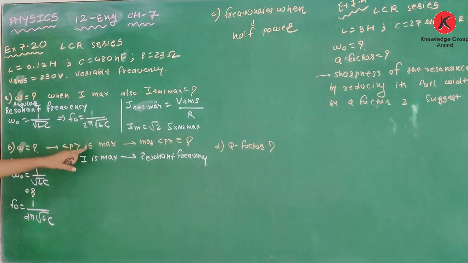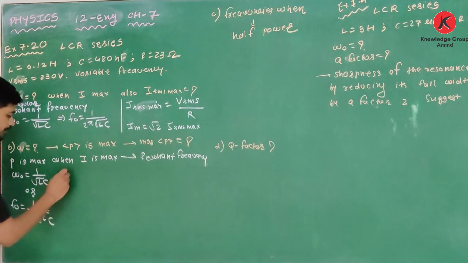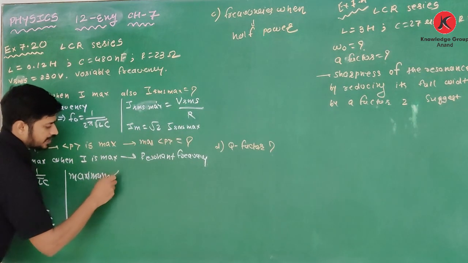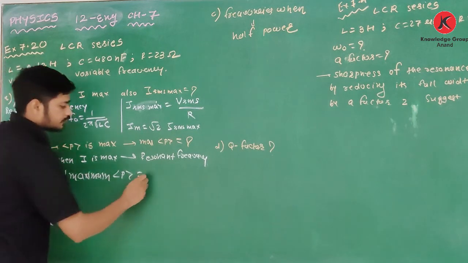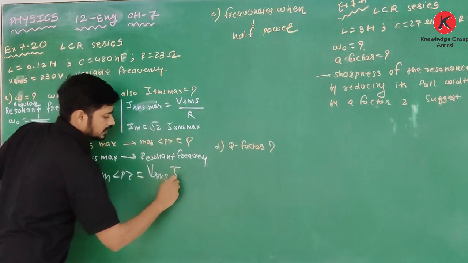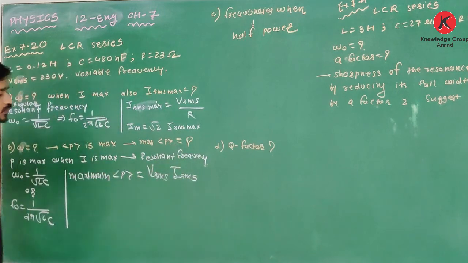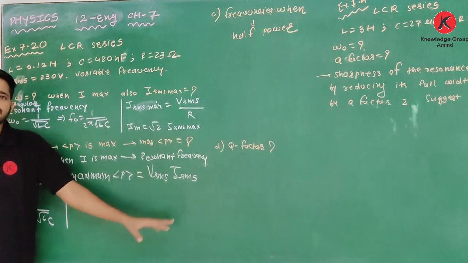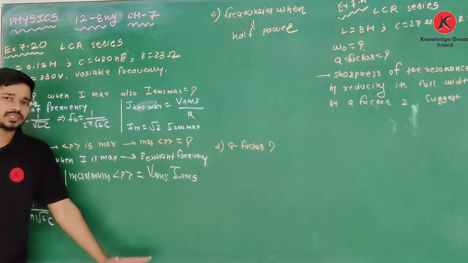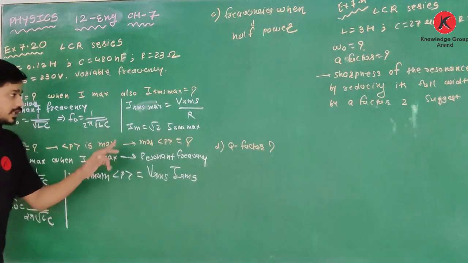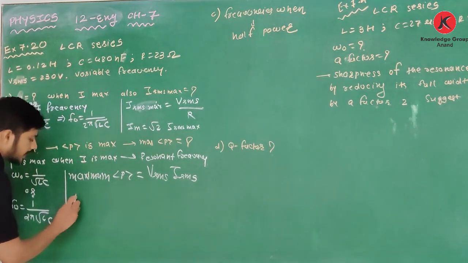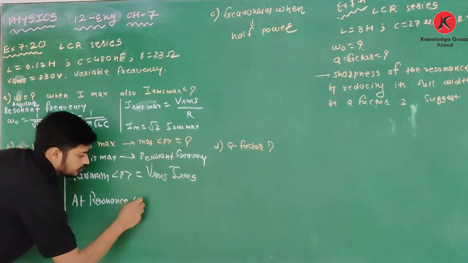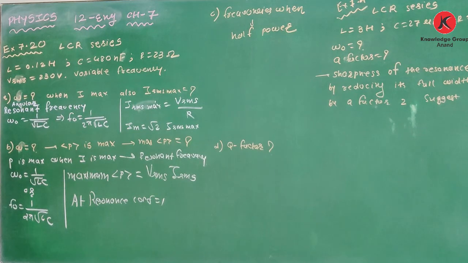And you have to find the maximum power. Maximum average power P is equal to V RMS I RMS. V RMS is 230, and I RMS we will get from this equation. Simple. Clear about this? Because at resonance, cos delta is equal to 1.